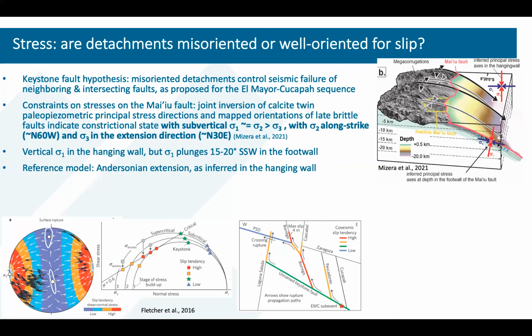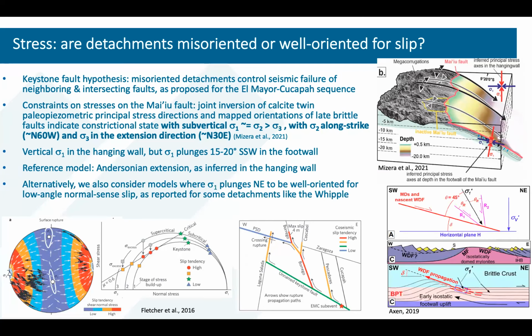So in the Mai'iu Fault, there's been some paleopiezometry work done both in the hanging wall and footwall. And basically what falls out of that is that our stresses in the hanging wall appear to be Andersonian with sigma 1 oriented vertical, whereas the stresses in the footwall appear to be inclined such that sigma 1 actually points back towards the fault surface, and the fault is actually more poorly oriented in this stress field than it would be in an Andersonian stress field.